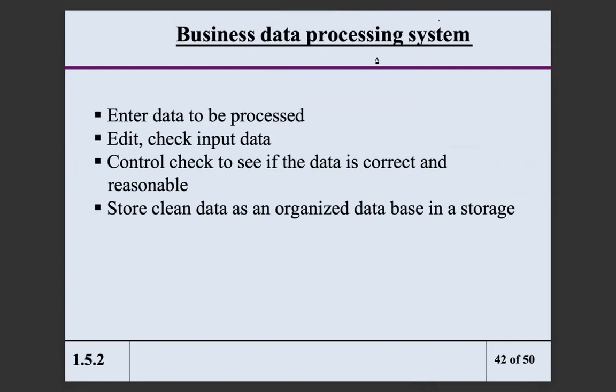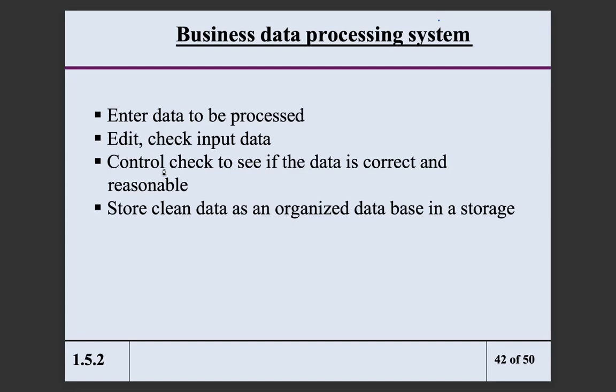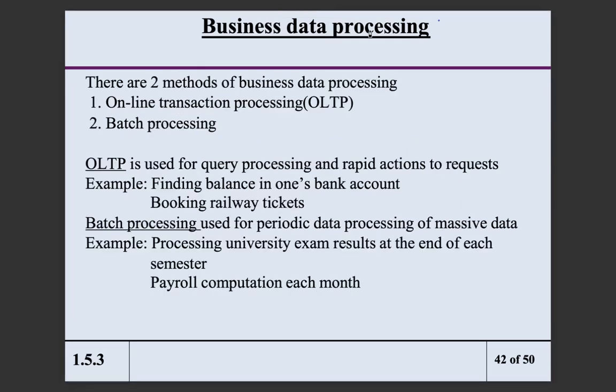Then the business data processing system. How does it work? We have to enter data to be processed. Then we have to edit, check, and input the relevant data. As the third step, we have to control check to see if the data is correct and reasonable. And at last, we have to store clean data as an organized database in storage.